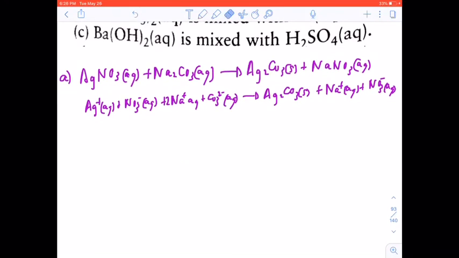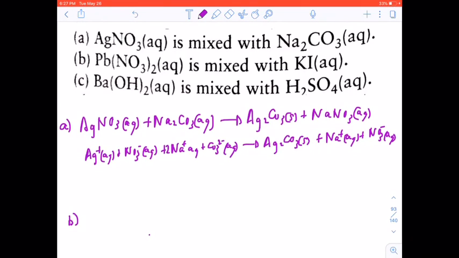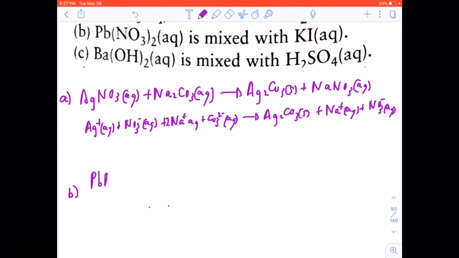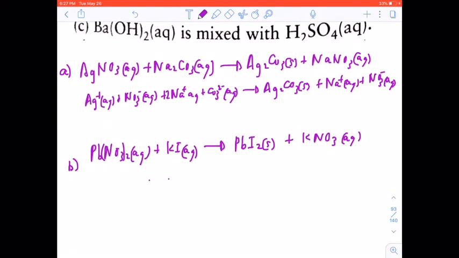Right, so let's look at B. Okay, let's look at B. Here we have lead nitrate, so Pb(NO3)2 aqueous plus KI aqueous gives us PbI2, and that's insoluble, plus KNO3 aqueous.